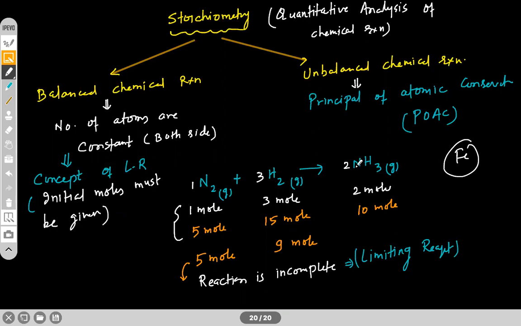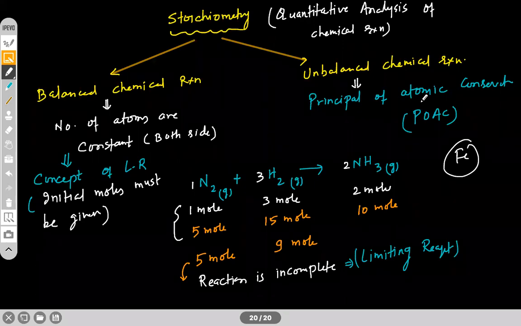When we have to apply POAC, the initial moles will not be given. We can assume and then apply. So if initial moles are not given but the reaction is given, then you have to assume the number of moles and then apply POAC to solve the questions. One by one, we'll discuss both. But first you should understand what limiting reagent is and how we do questions for this.